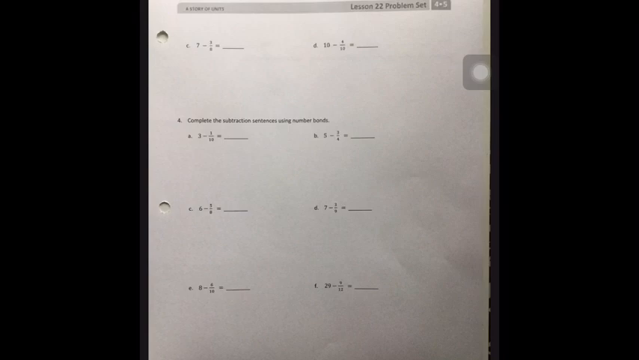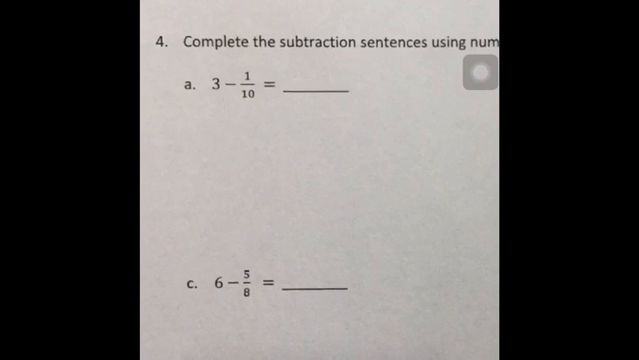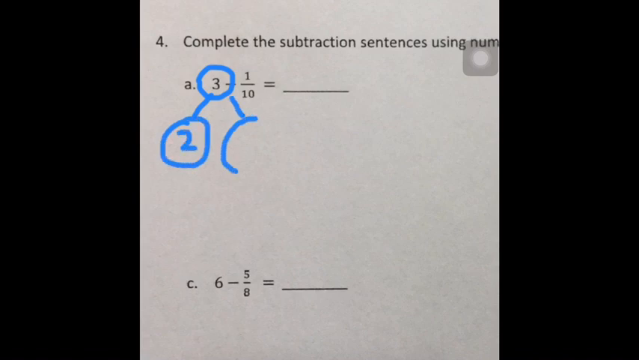It says complete the subtraction sentences using number bonds. So I'm going to make this larger. I know that I have 3 wholes and 1/10. I'm going to break this up into the number bond. So the 3 is my top number. I'm going to break that up into 2 and then 10/10, because that equals another whole.